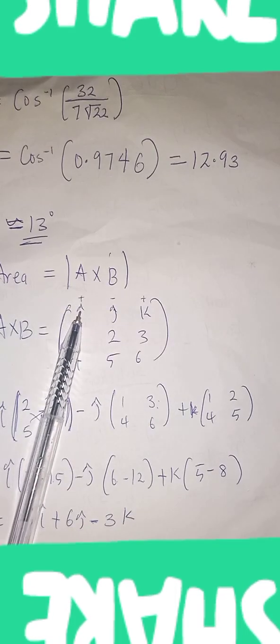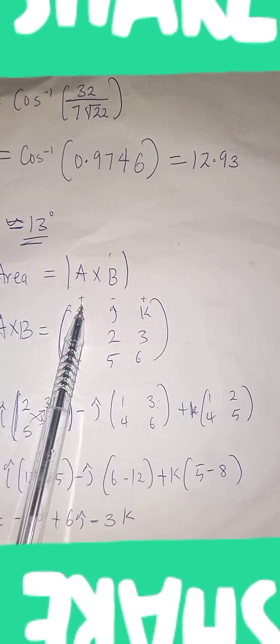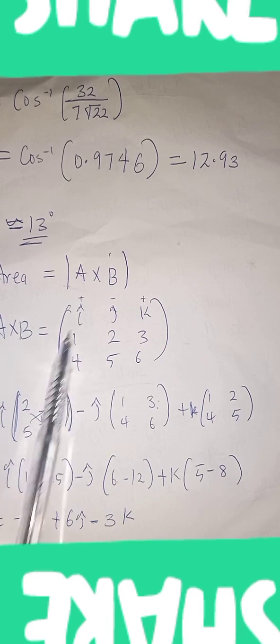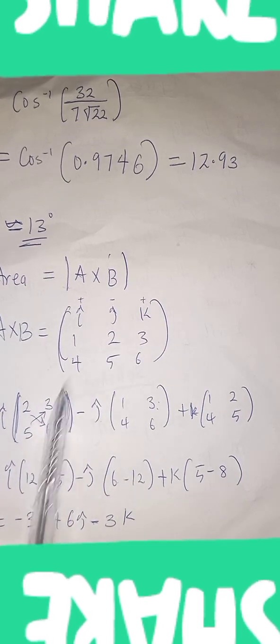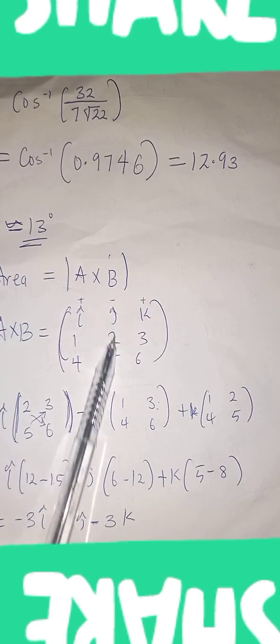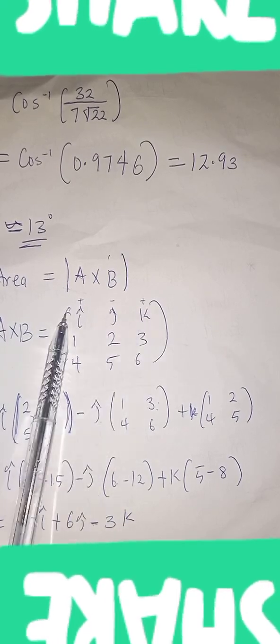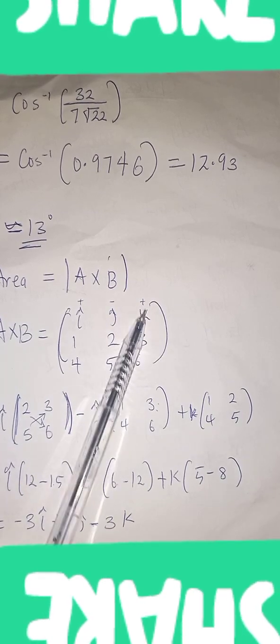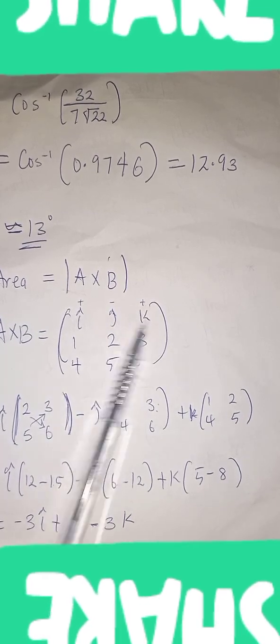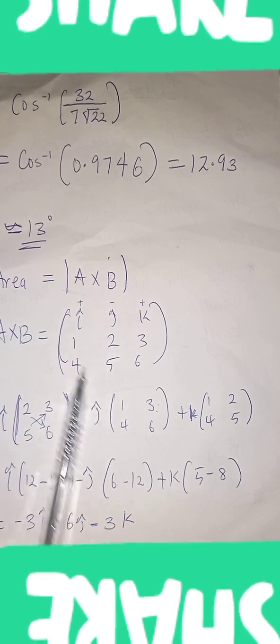We're going to therefore take plus i. If we take plus i, we'll cross this column, we'll cross this row. Only this will be left out. So we'll bring it out here. Then we'll take minus j, cross this column, cancel this row. Only this and this will be left out. Bring it here. We'll take plus k, cancel out this column, cancel out this row. Then only this will be left out.